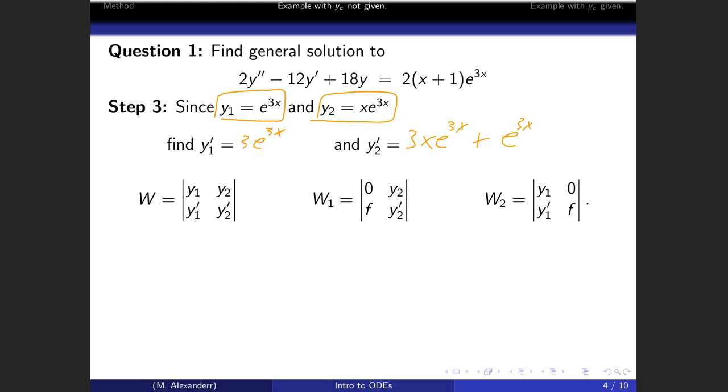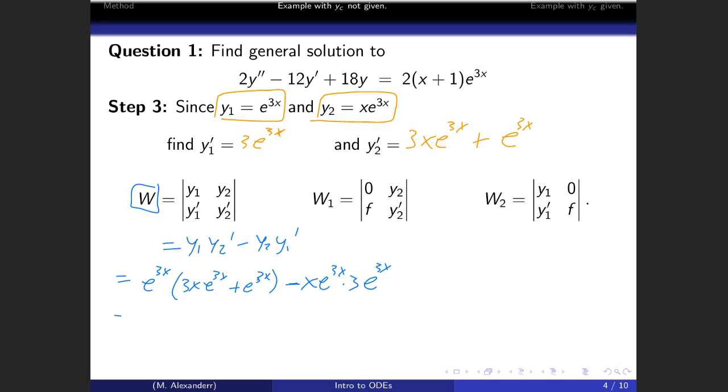All right, so now that we have that, now we're going to calculate this W information. And so these are the W original one. This is going to be the Wronskian, which is y1, y2 prime minus y2, y1 prime. So all we have to do is just plug in the information. So y1 is e to the 3x, y2 prime is this product rule that we just found, 3x e to the 3x plus e to the 3x. So that's the first piece only, minus the W2, which is x e to the 3x, multiplied by y1 prime, which is multiplied by 3e to the 3x.